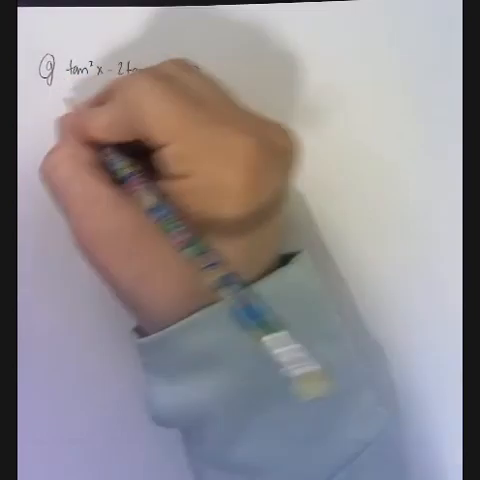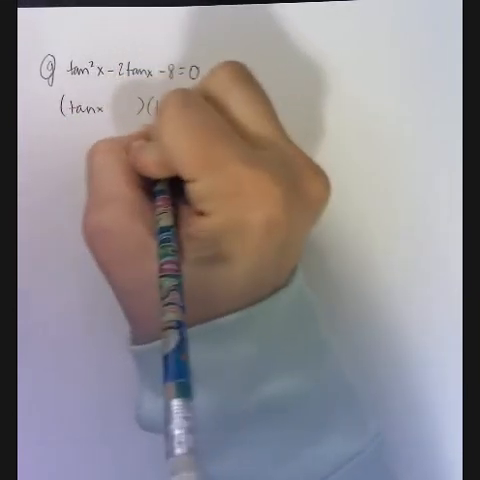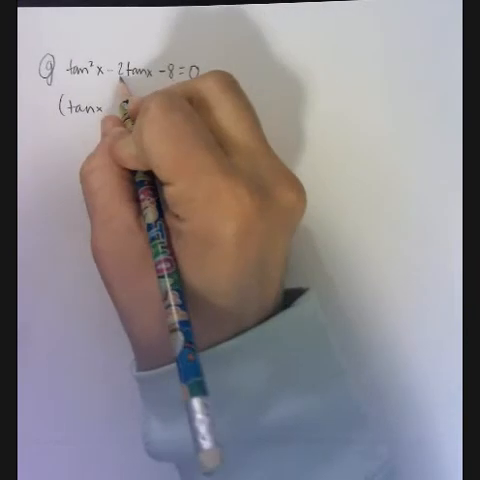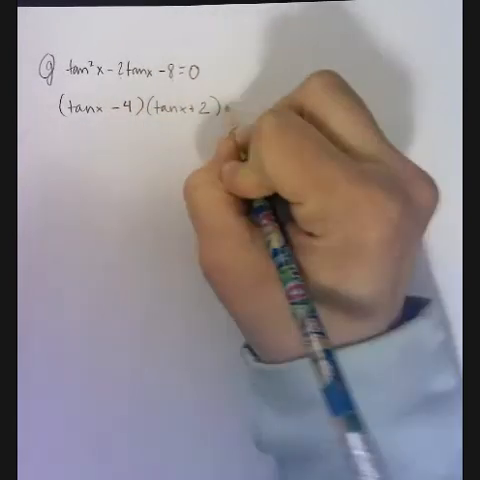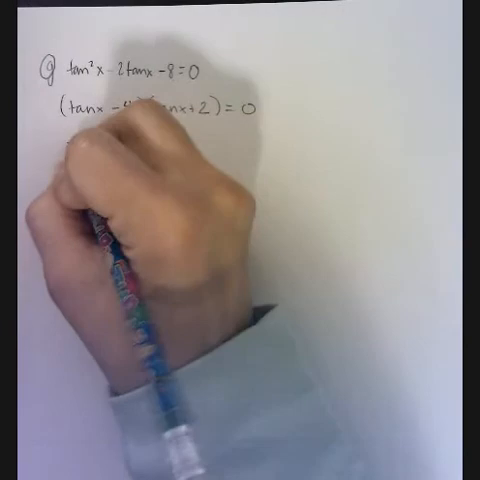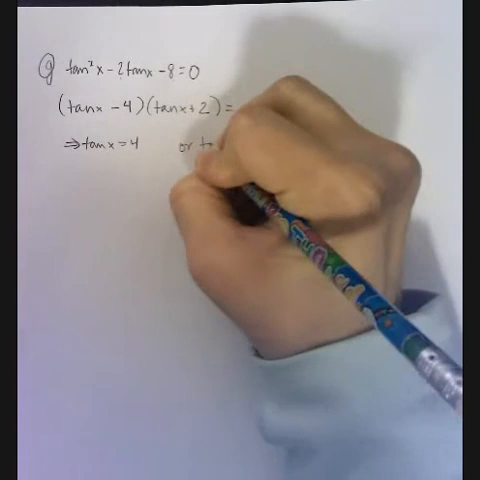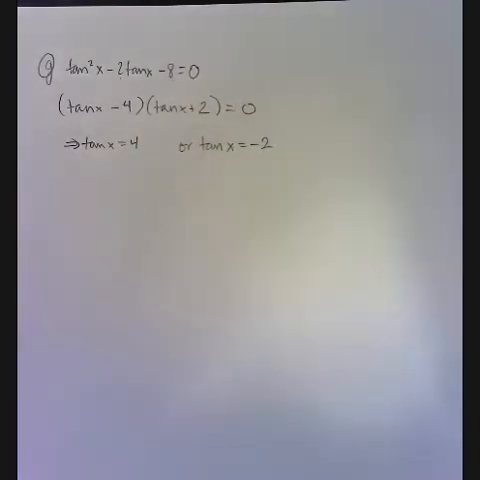So we can factor this. We'll have tangent x in the first two spots. And then factors of -8 that add up to -2 are -4 and +2. Set that equal to 0. So we get tangent of x equals 4, or tangent of x equals -2. And tangent has a range of all real numbers, so these both have solutions.